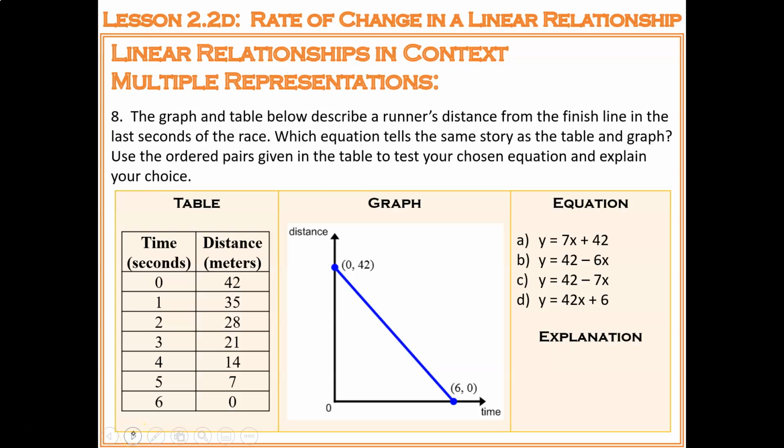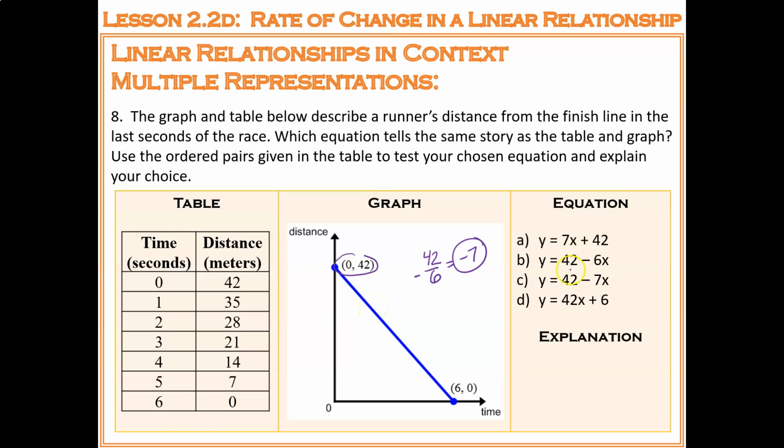The graph and the table below describe a runner's distance from the finish line in the last seconds of his race. Which equation tells the same story as the table and the graph? Use the ordered pairs given in the table to test your chosen equation and explain. All right, so we know there's a starting point of 42, and we can take our rate, 42, and divide by 6, or negative 6. So we get negative 7. It's downward facing, so he's getting closer to that finish line.